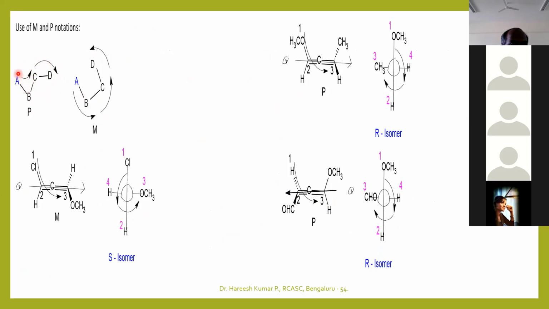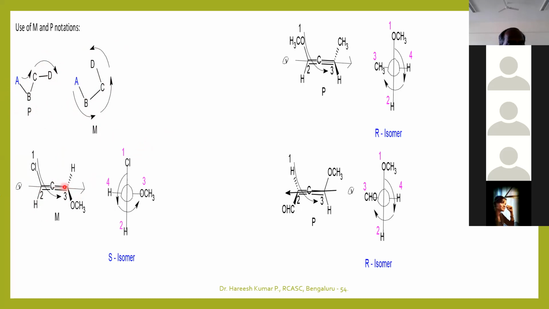What you can observe? Look here. 1, 2, 3, 4. That means it's a clockwise direction. Clockwise direction means it's P. And if there is a priority like this, A, B, C, D, that means if there is a movement in an anti-clockwise direction, then it's called M. Okay, so let's take an example so that you will be familiar.